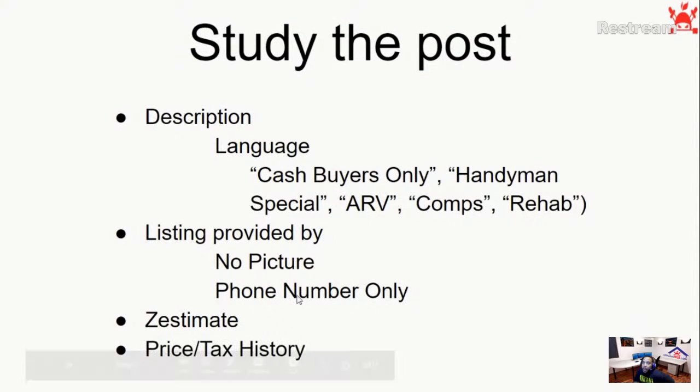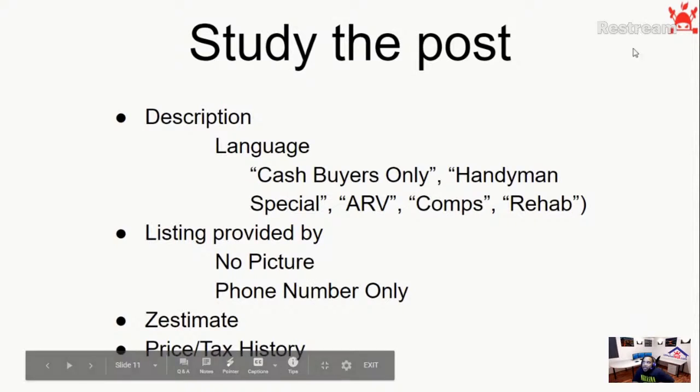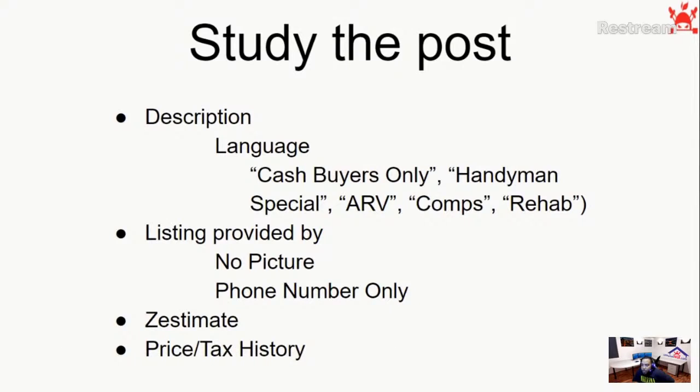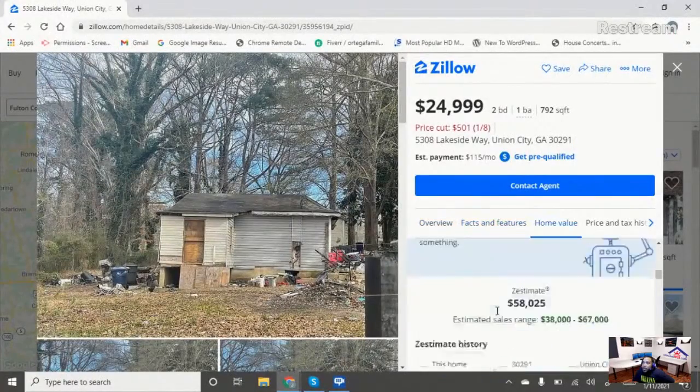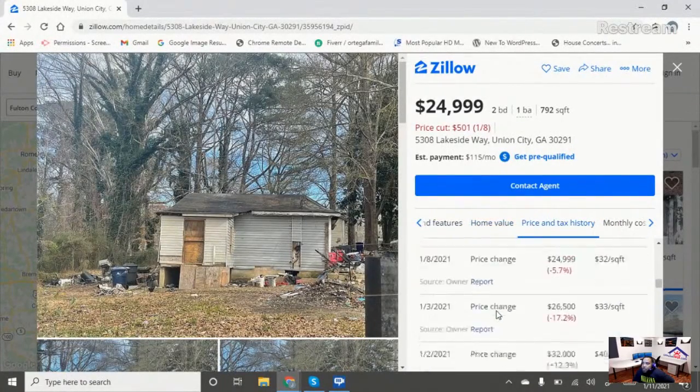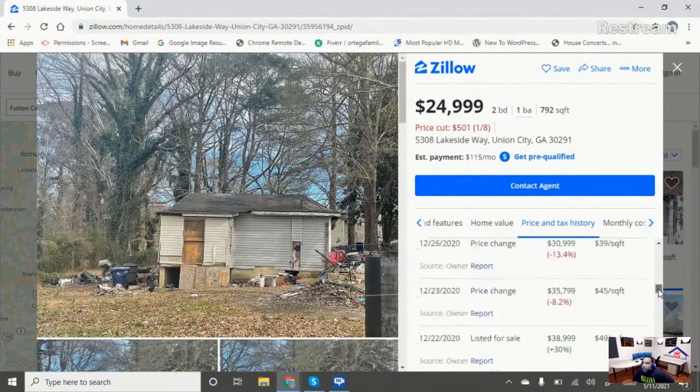And then the next thing is the price and tax history. There's a lot of information there. So let's go back to another post. One minute. All right, so the price and tax history, I don't know if this one has much, but let's see. There you go. That's a perfect example right here.